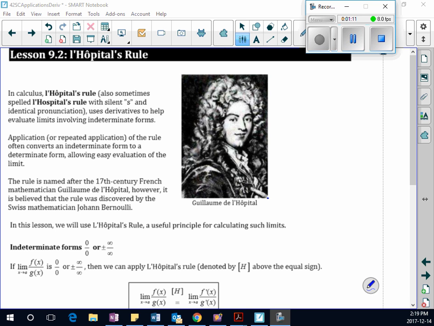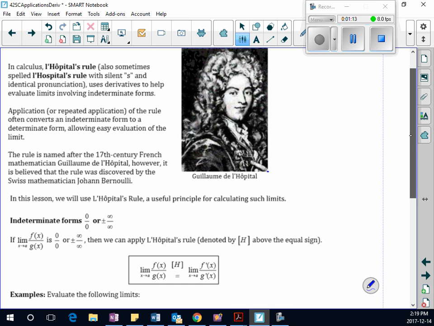So, application or repeated application of the rule converts an indeterminate form to a determinate form, and we can actually evaluate the limit really easily. And the nice thing about this is if you have an indeterminate form, you remember thinking back to the limits? You got 0 over 0, and that was the red flag. You had to do something else like factor or the conjugate and stuff like that. Technically, you could use L'Hopital's rule for it.